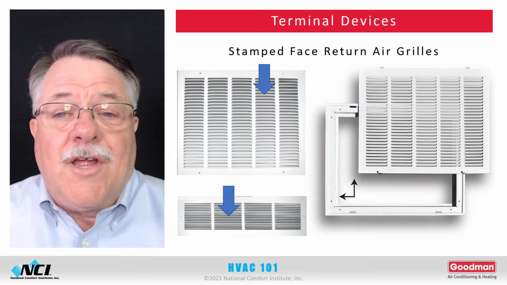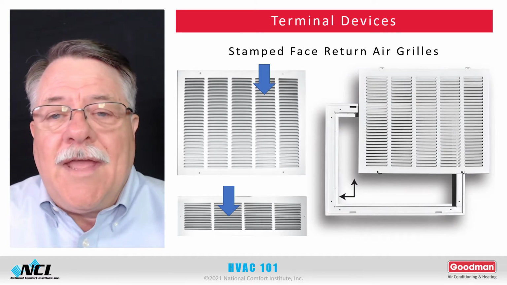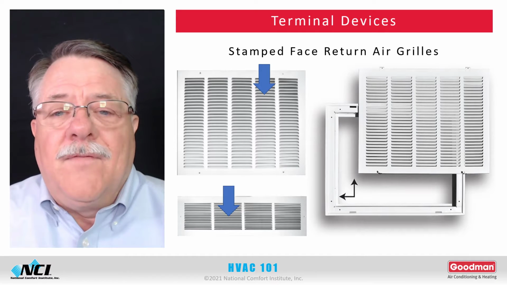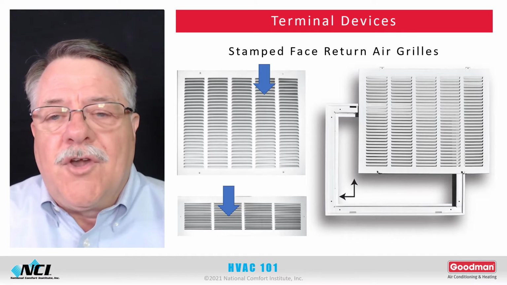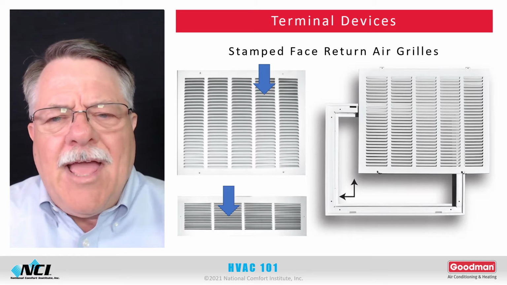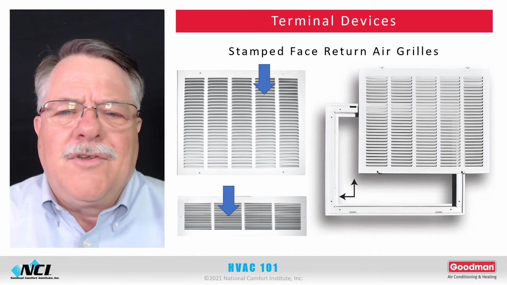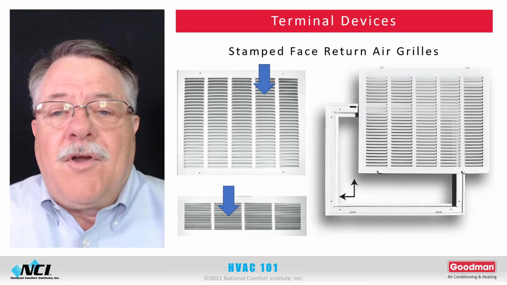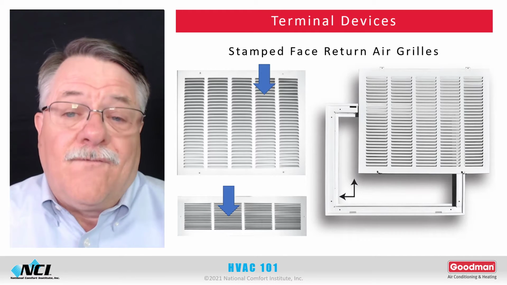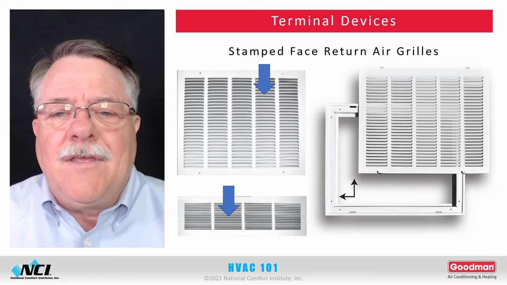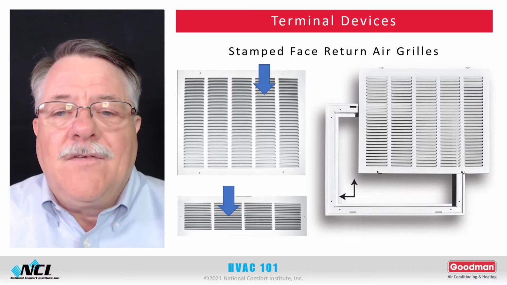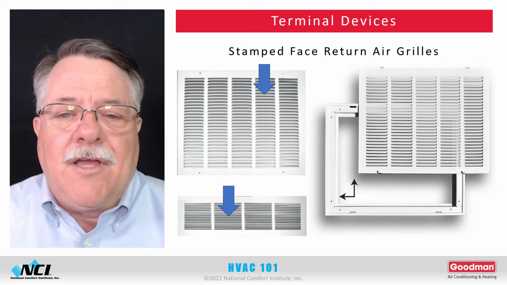As I said earlier, a terminal device is installed at the end of a duct pipe. When the duct is drawing air out of the living space, it's called a return air duct. Many people ask, why is it called a return duct? It's simple, actually. This part of the system is returning air from the space back to the heating and cooling equipment so it can be reconditioned and sent back to the home through the supply air ducts.